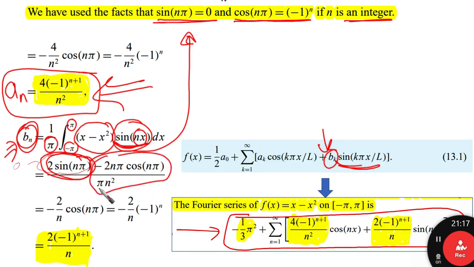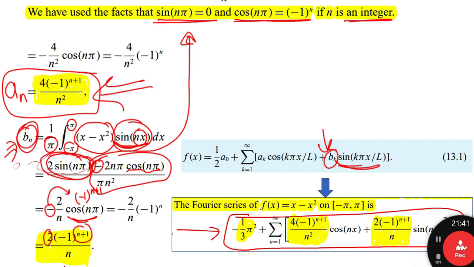After rearranging this term, we have a minus here and cosine n pi, so we are going to raise it. Cosine n pi is going to be minus 1 raised to the power n, and then multiplied by this minus again, so it is going to be n plus 1. So we're going to end up with 2 times minus 1 raised to the power n plus 1 over n.